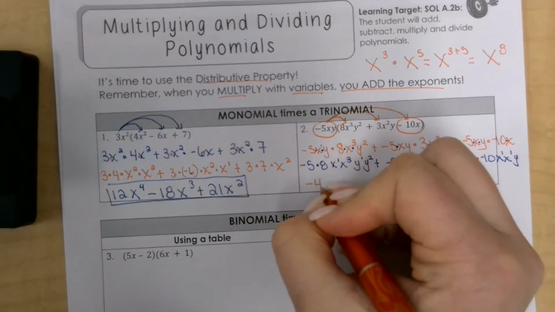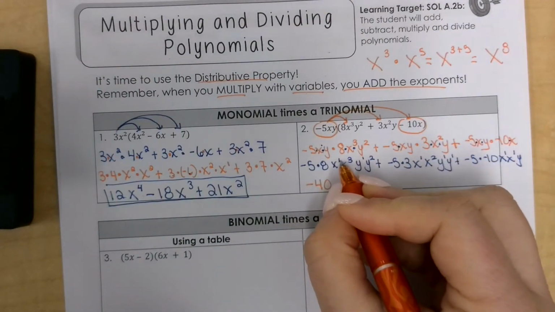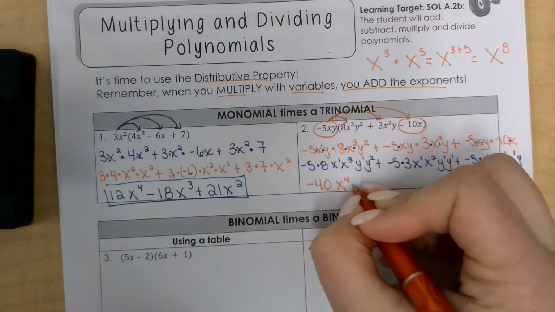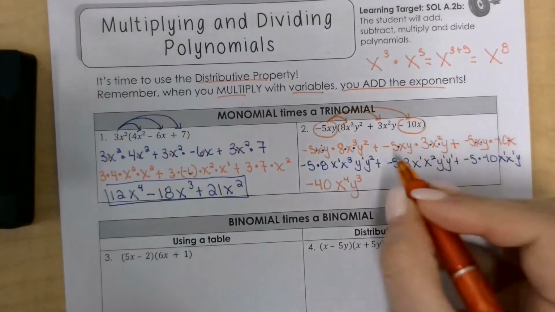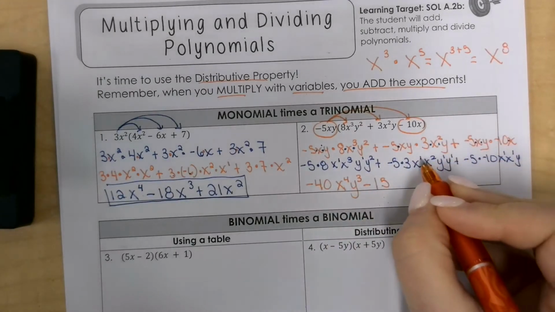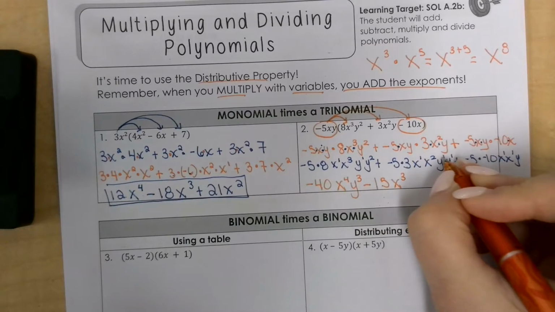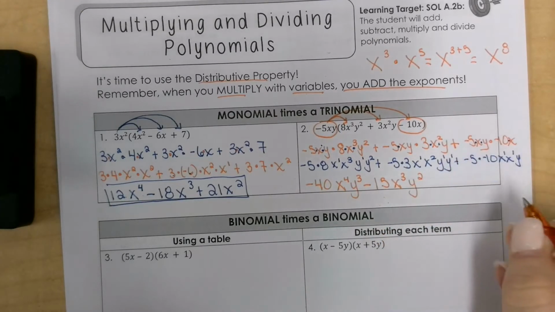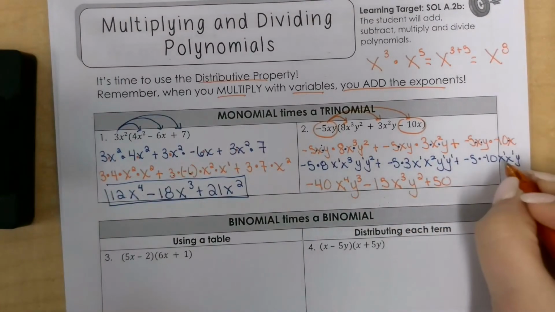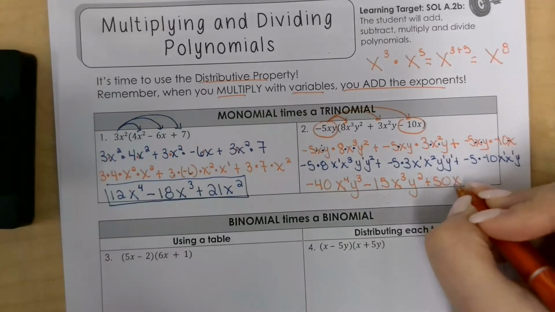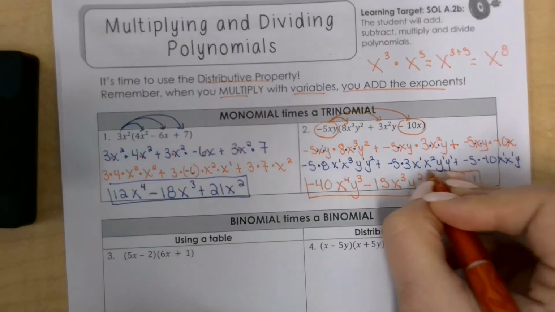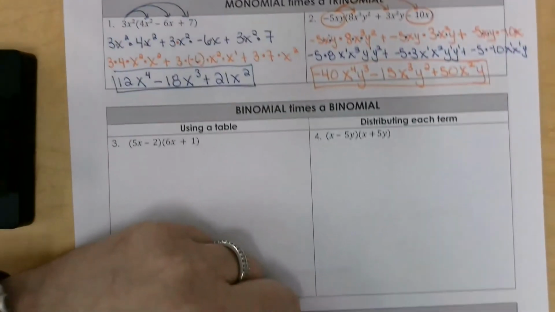Okay, I have negative 5 times 8. That's negative 40. X to the first, same base, 1 plus 3 is 4, x to the fourth. Same base, 1 plus 2 is 3, y cubed. Now I have minus 5 times 3. That's going to be minus 15. 1 plus 2 is going to give me x cubed. 1 plus 1 will give me y squared. And I've got negative 5 times negative 10. That's plus 50. X to the first, 1 plus 1 is x squared, and the y stays alone. So there is multiplying a monomial times a trinomial.